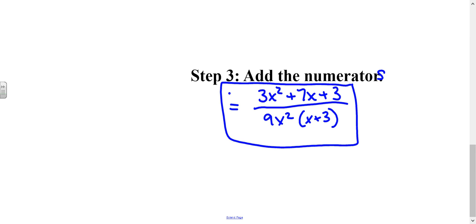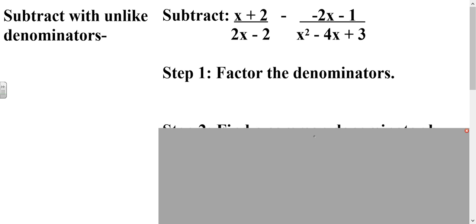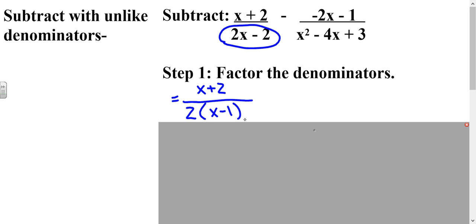Okay, let's try some subtraction ones. So same thing. The only difference is we're subtracting. So again, we have to factor everything that we can. Well, x plus 2 cannot be factored. 2x minus 2 could be factored. And you're probably thinking, how can I factor that? It's pretty simple. Remember, you can always take out the greatest common factor. So if I take out a 2, then I would have left over x minus 1.